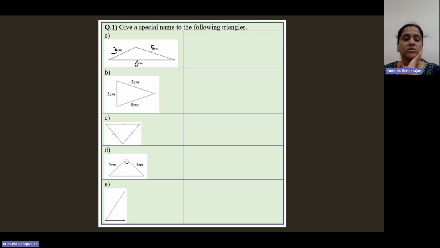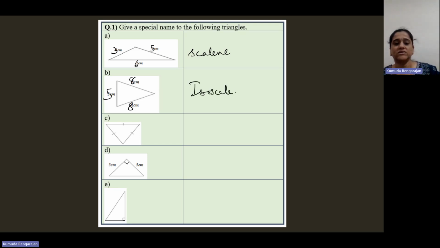So in the first figure, none of the sides are equal. So scalene triangle. Next one. Two sides are equal. 8, 8. This is 5. So isosceles triangle. Equilateral. Here you can see all the three sides are marked equal. So equilateral triangle. Equilateral meaning sides are equal.